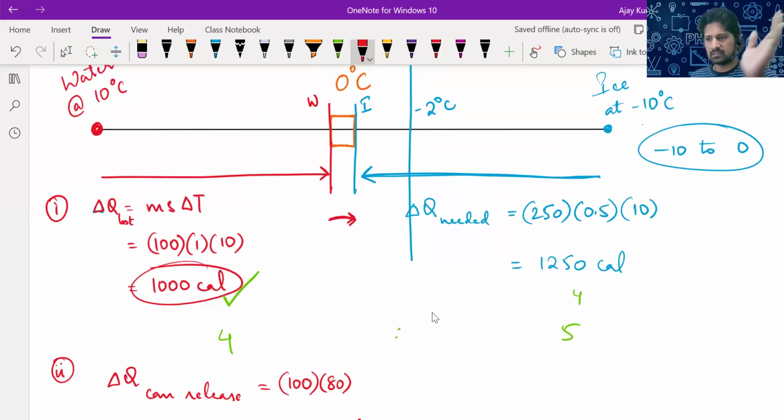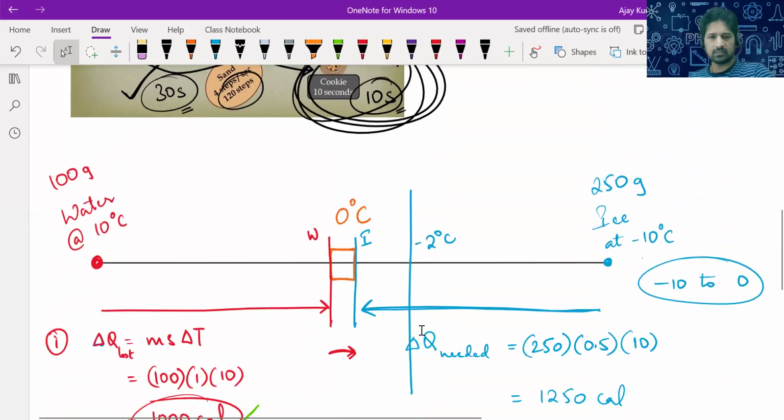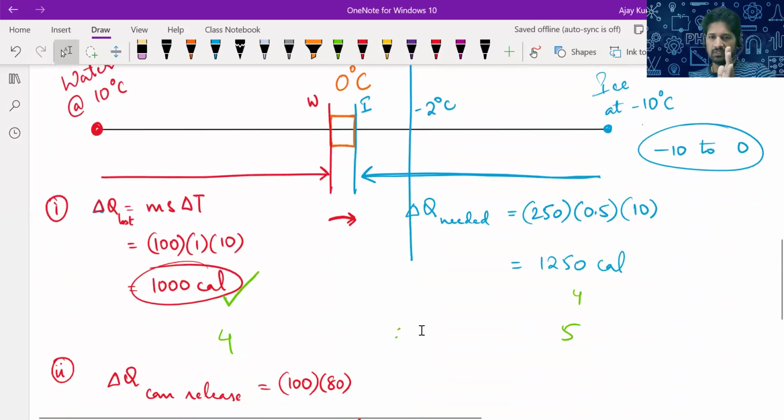At 0 degrees, water waits to convert to ice. So it's like waiting near those cookies. To finish eating those cookies, the ant has to wait. Whichever ant reaches the cookies first will have to wait there to finish eating. The other ant will be moving. So something similar here. Water waits at 0 degrees as it is converting to ice.